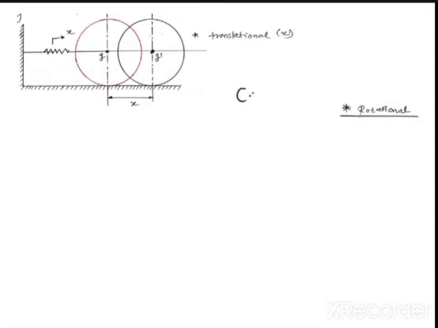Only your CG is displaced. When your center is not fixed, the CG moves. Translational motion means what? The center of the pulley is displaced. Initially, the center of the pulley was G. After some time, it becomes G dash. What is the distance between G and G dash? X. Why X? Because I am giving a small displacement X to the pulley.